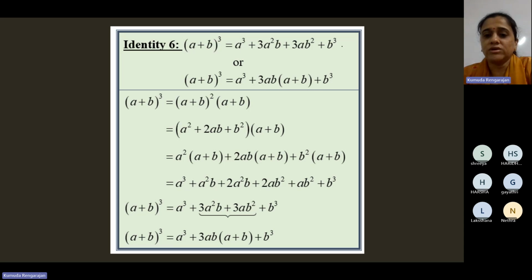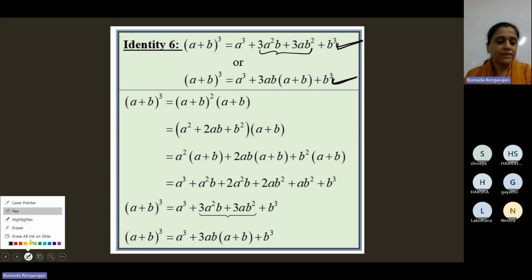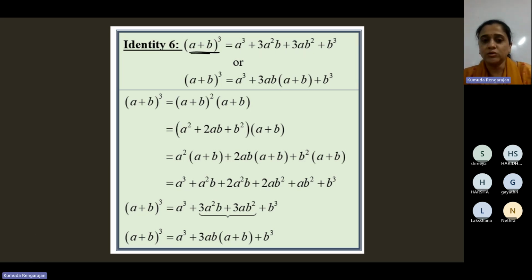I'll tell you when we come across questions, when we take up situations, when to use them. So remember both. This is the identity, and upon taking 3ab common between these two terms, it's like this. So a plus b the whole cube is equal to a cubed plus 3a squared b plus 3ab squared plus b cubed. When it is a plus b the whole cube, there is a cubed and b cubed, and then the middle terms are 3a squared b and 3ab squared. Easy to remember, no?